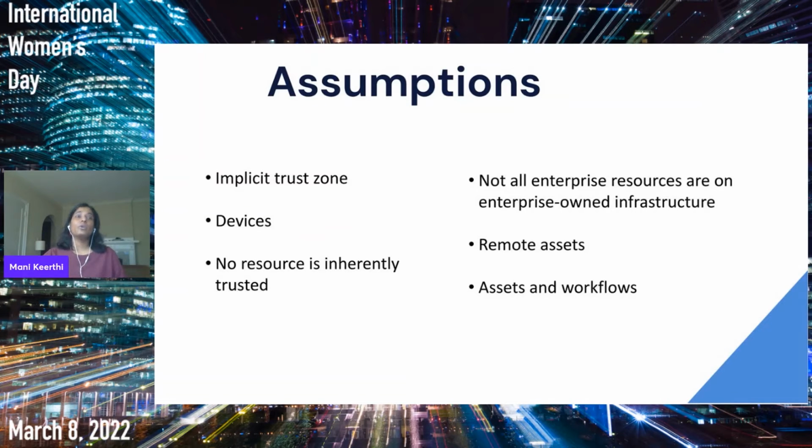No resource is inherently trusted. So every asset must have its security posture evaluated via a policy enforcement point before a request is granted. So not all enterprise resources are on the enterprise network infrastructure. That is again one of the key tenets of zero trust. Resources include remote enterprise subjects as well as cloud services.